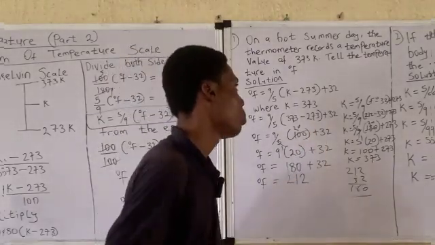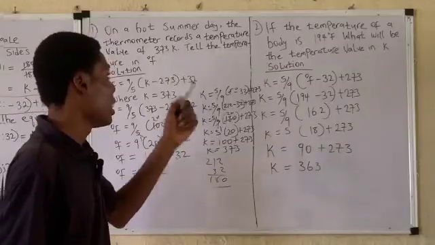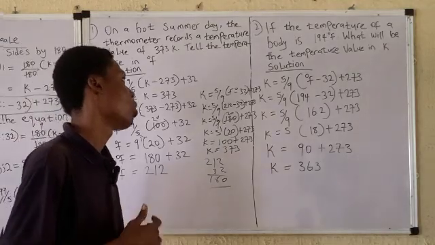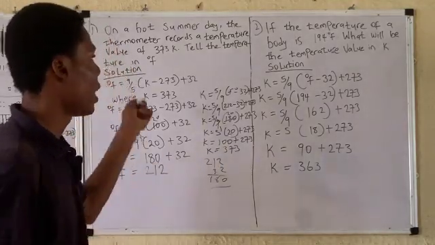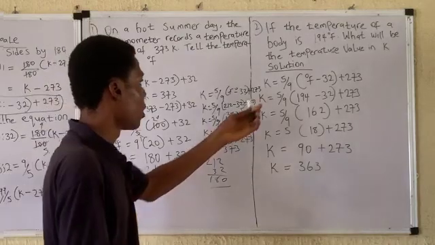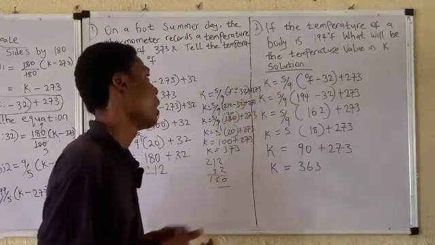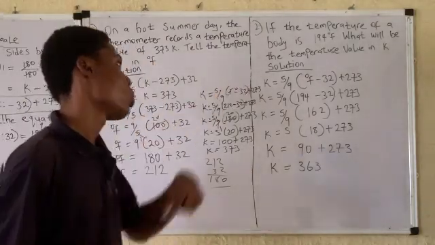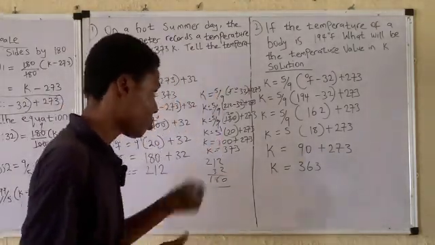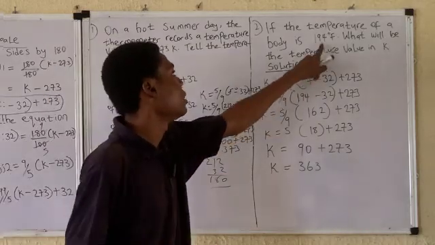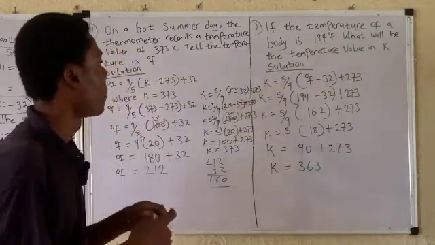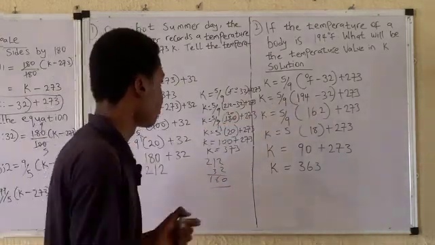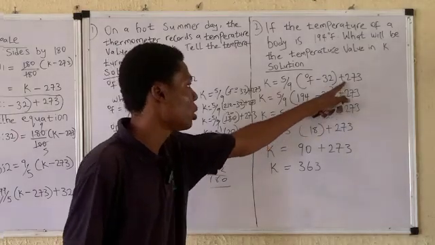So we move to our second example, which says if the temperature of a body is 194 Fahrenheit, what will be the temperature value in Kelvin? So we are converting from Fahrenheit to Kelvin this time. Using our formula, Kelvin equal to 5/9 in bracket Fahrenheit minus 32, which is the lower fixed point, plus 273. What's our Fahrenheit here? Our Fahrenheit is 194 in our question. So we replace 194 here, then minus 32 plus 273.